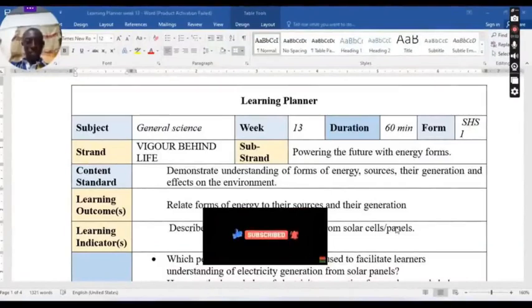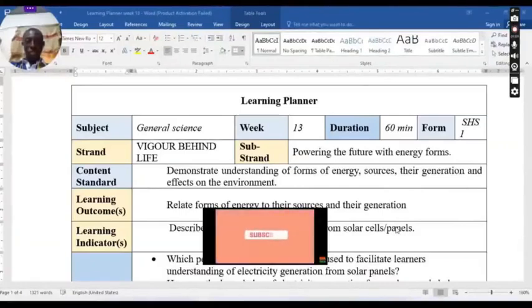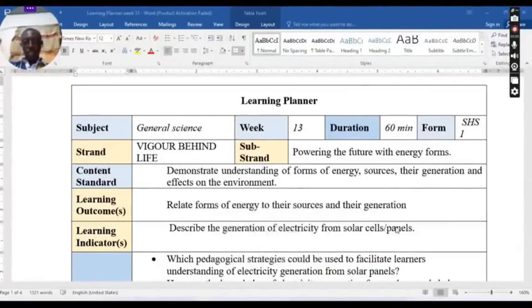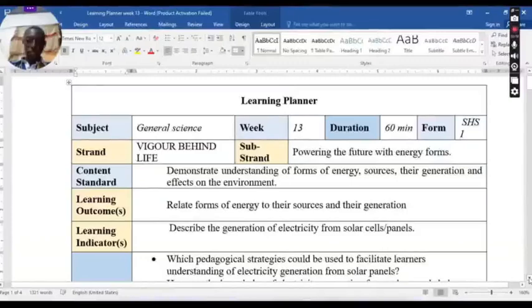Alright. Now, with that said, let's begin with how to populate the learning planner. I have one on my screen here. I teach integrated science, now general science. So I randomly picked one week, that's week 13, to be used as an example to help you understand.